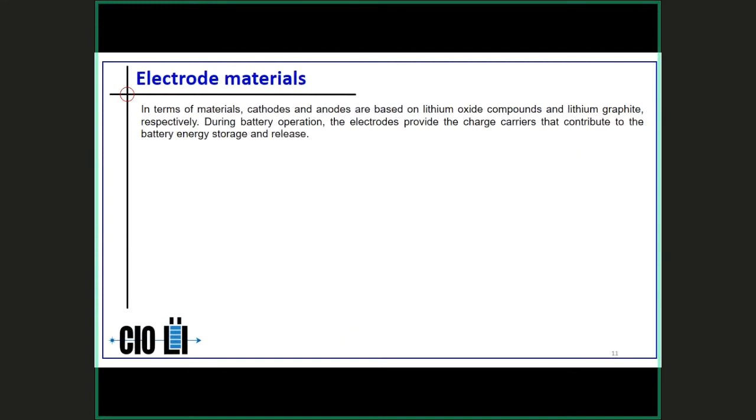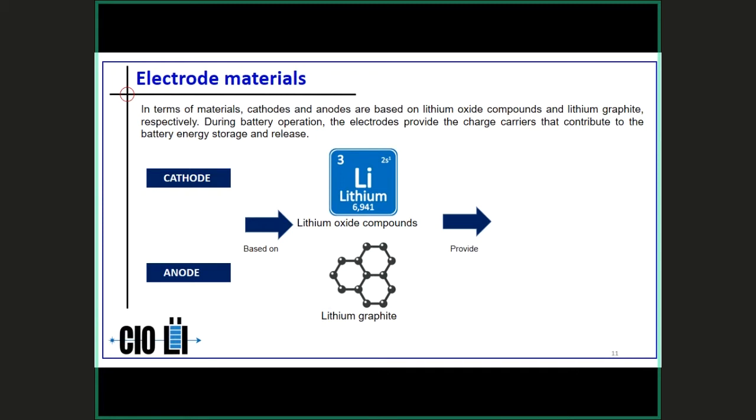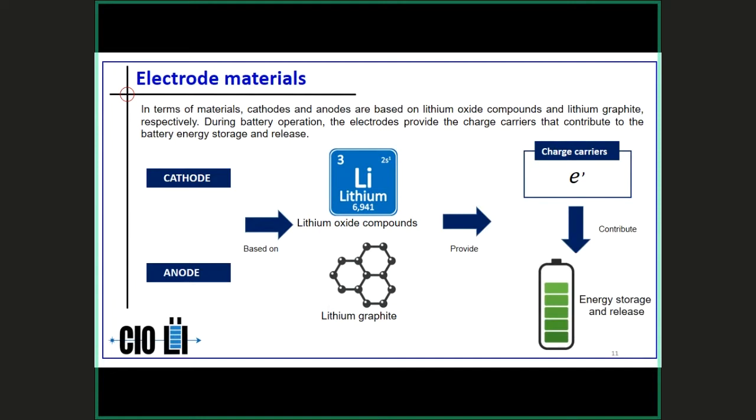In terms of materials, the cathode is based on a lithium oxide compound, and the anode is based on lithium graphite. These two internal components, cathode and the anode, are responsible to bring charges into the battery. And the charges are used either to store energy or to release the energy.